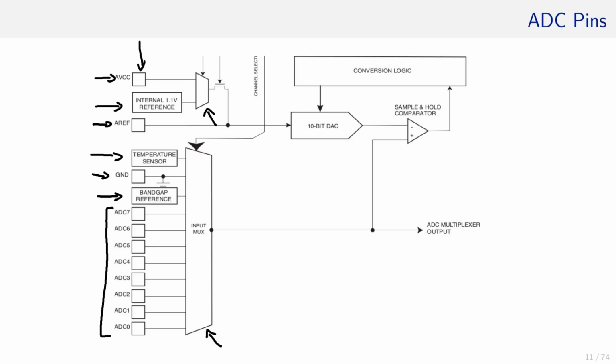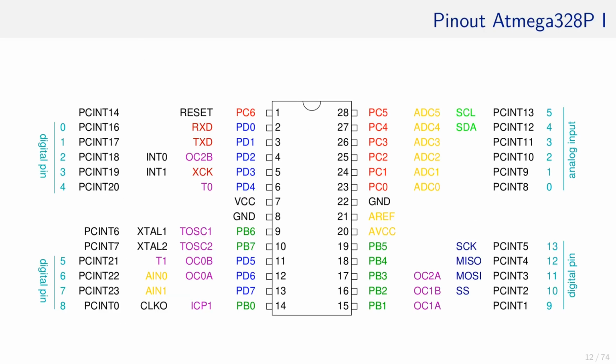Let's talk about those choices one by one. First, the pins, ADC0 to ADC7. Where are they? Here is the pinout once again. ADC-related pins are marked in yellow. As you can see, port C is used to establish connectivity from the outside world to the ADC.